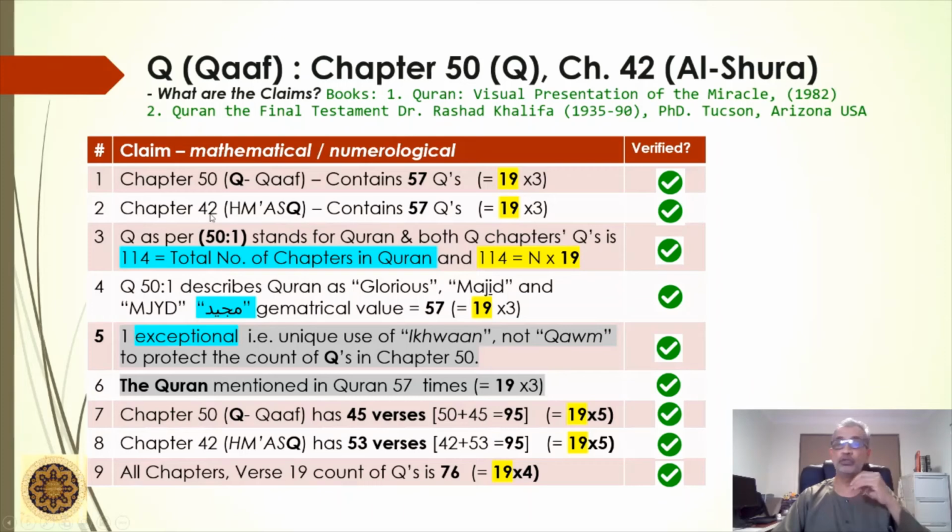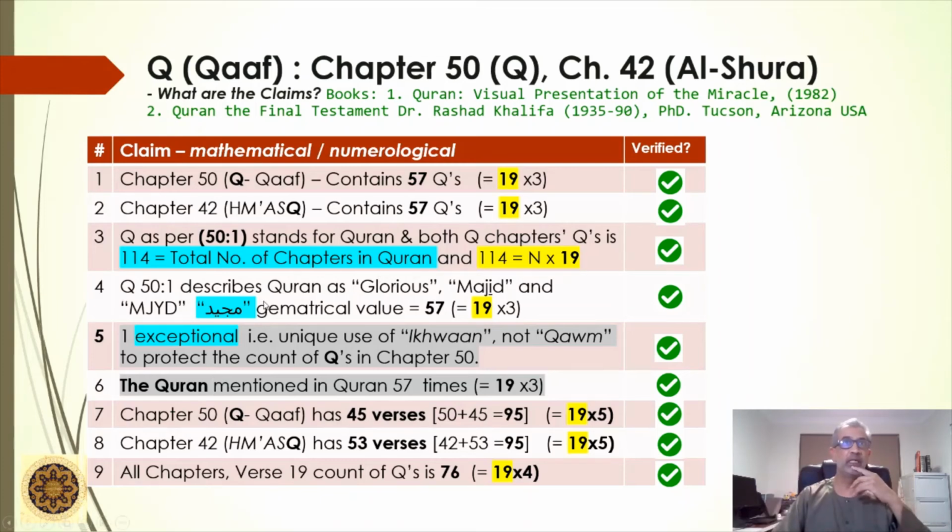Chapter 42, this is really interesting, which is the other Qa'f Surah, which has Ha, Mim, Ayn, Sin, Qa'f. So it has a Qa'f in it. There are only 2 chapters that have the Qa'f as that mysterious Huroof-al-Muqattaat. And again, 19 by 3. Now, the 2 chapters together, obviously 114, the number of chapters in the Quran, and therefore also divisible by 19.